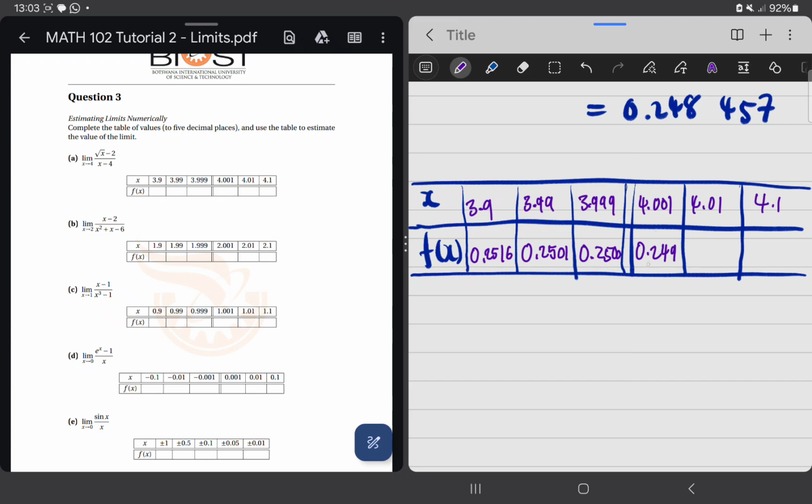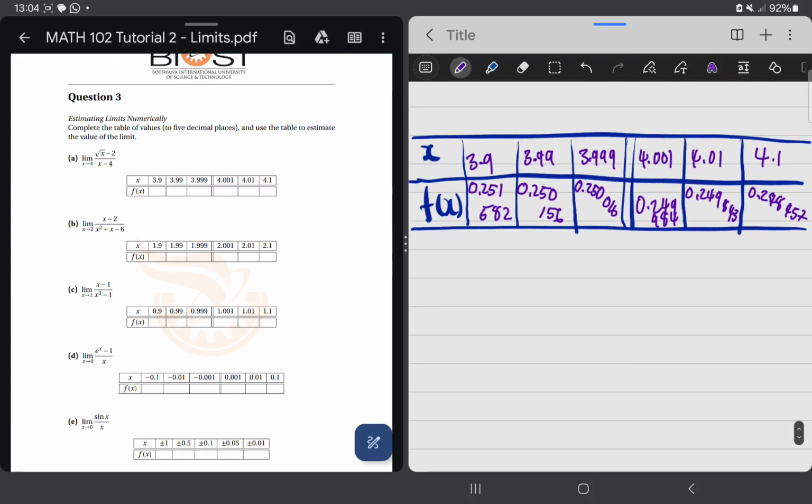I wish everything could fit, I just don't have space, but I wanted to put everything. 0.249984, right? And in here, it was 0.249843. This is 0.248457. This is, if I can put the whole thing, 0.250016. In here, it was 0.250156. Then here it was 0.251582.